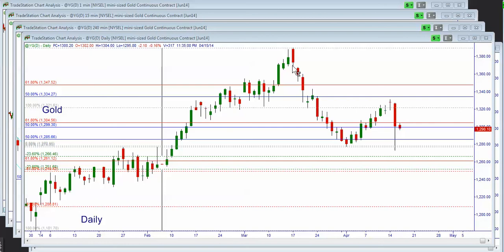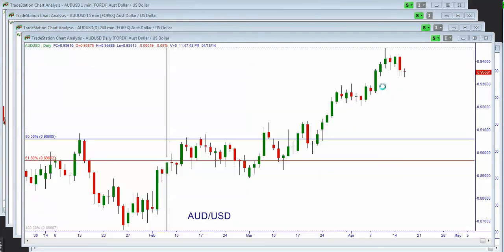It's possible that the Australian dollar is starting this move lower. That is just a hypothesis, of course, but the sequence of measured move higher has failed, so it's possible to see this market move into 090.60.